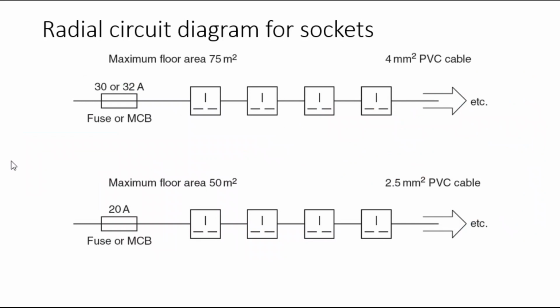In addition to lighting circuits, we then have radial or rather socket circuits. These are directly connected from your source or from your consumer unit through fuses depending on the amount of sockets that you would need. So for example, if you have a large floor area, you can have several sockets connected in parallel to each other.